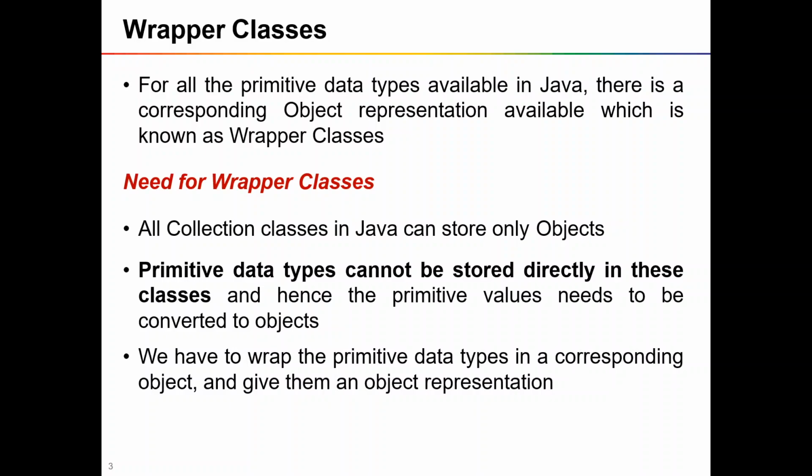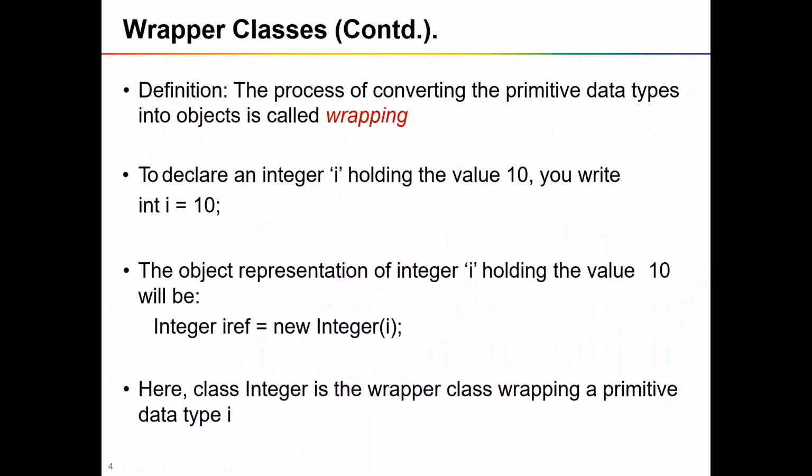wrapper classes. In a collection type you cannot store a primitive data type directly. So instead of storing primitive data types, you can create them as objects and store them in collections. That is the idea behind wrapper classes. The process of converting or changing primitive types into an object type is called wrapping, and that is why these classes are called wrapper classes.